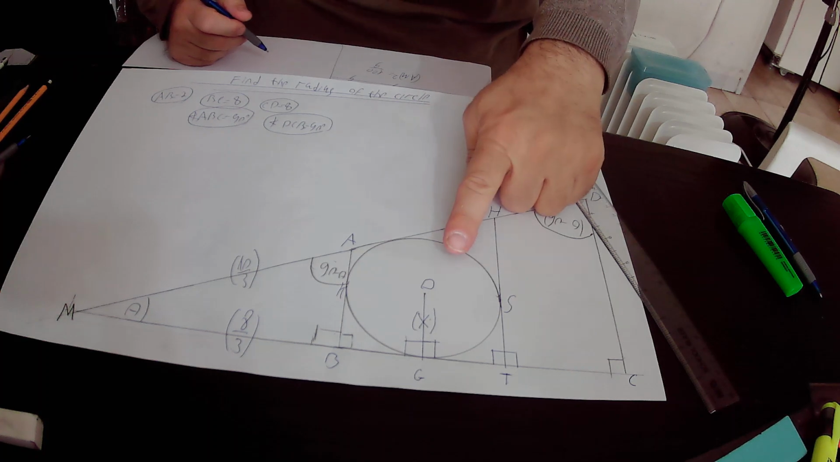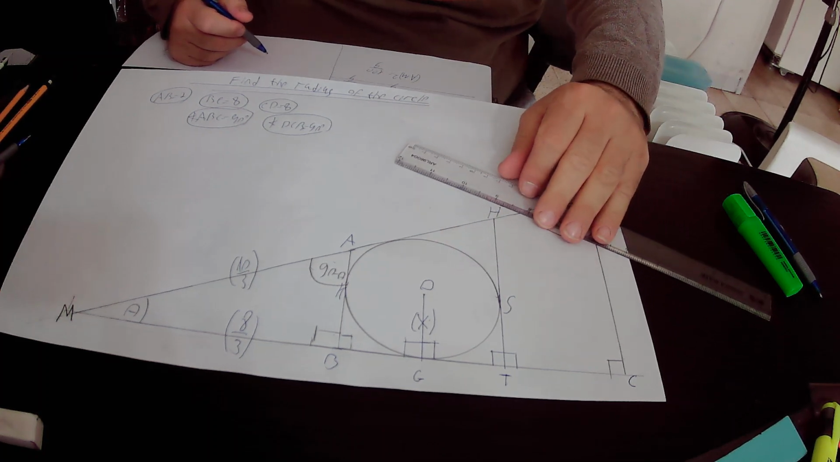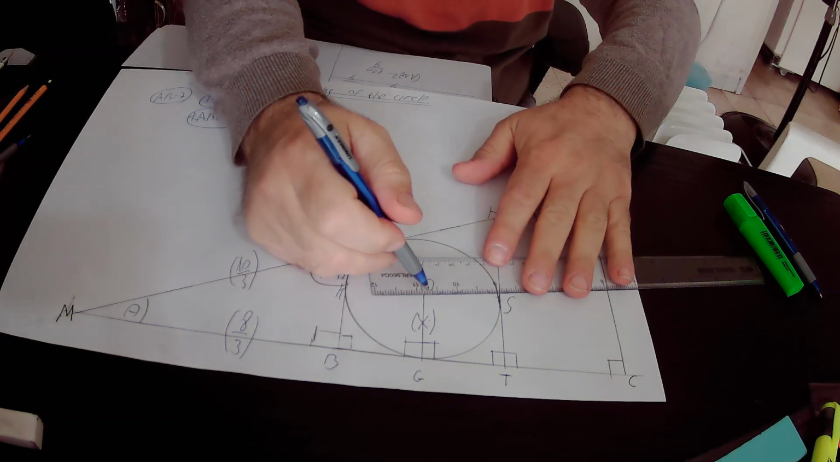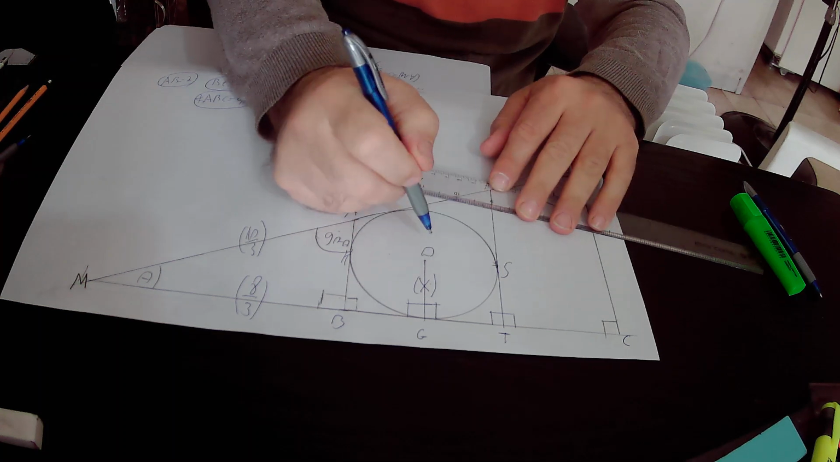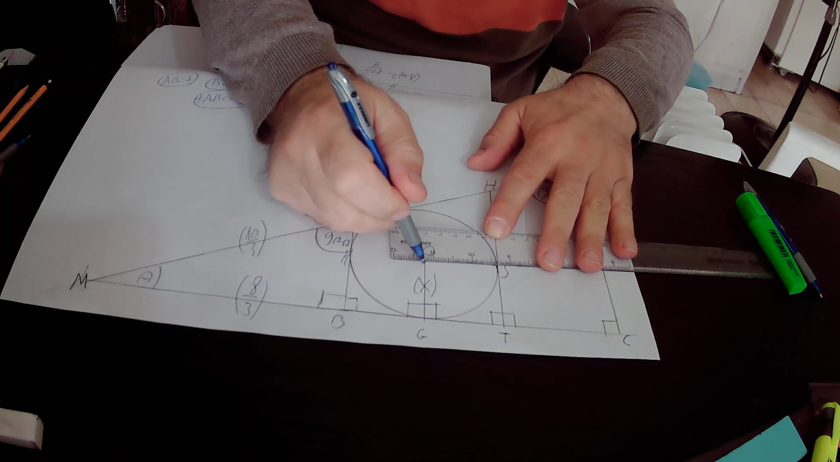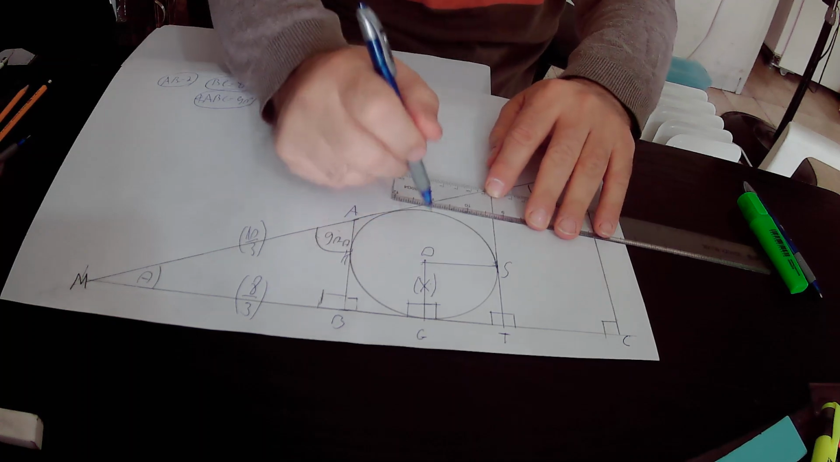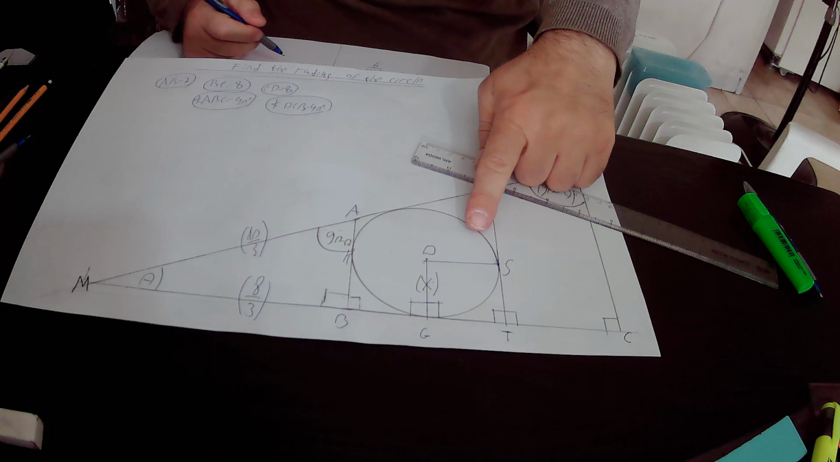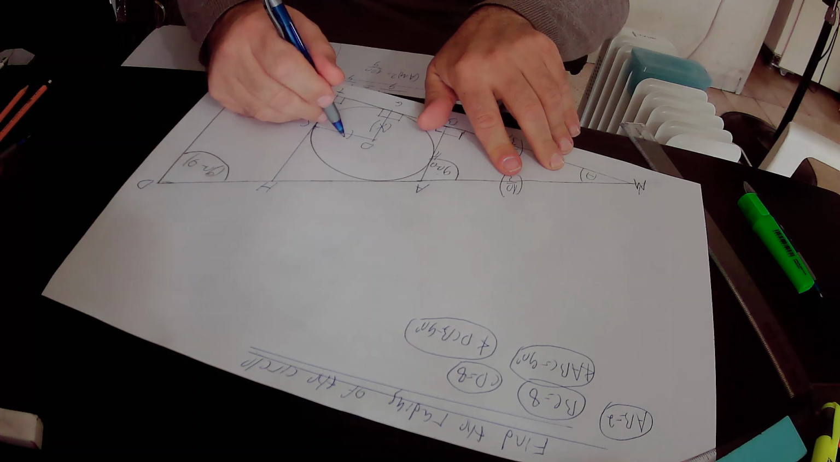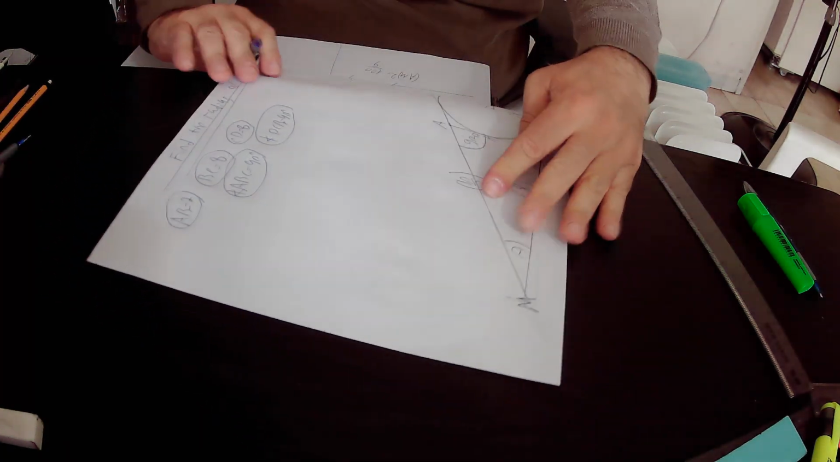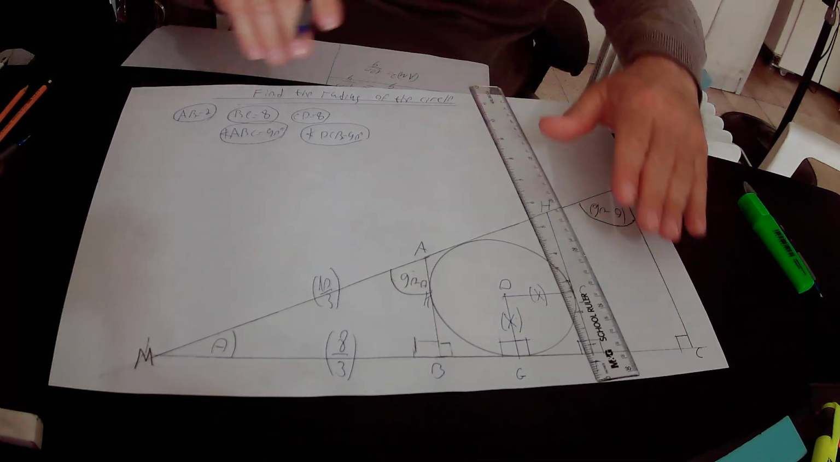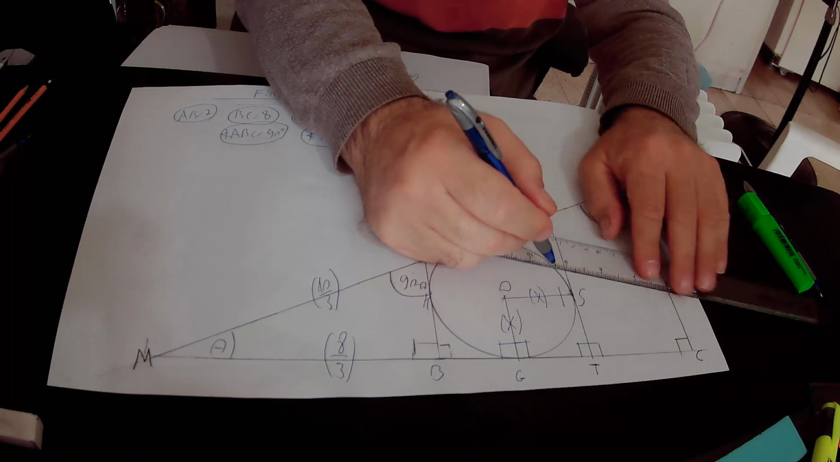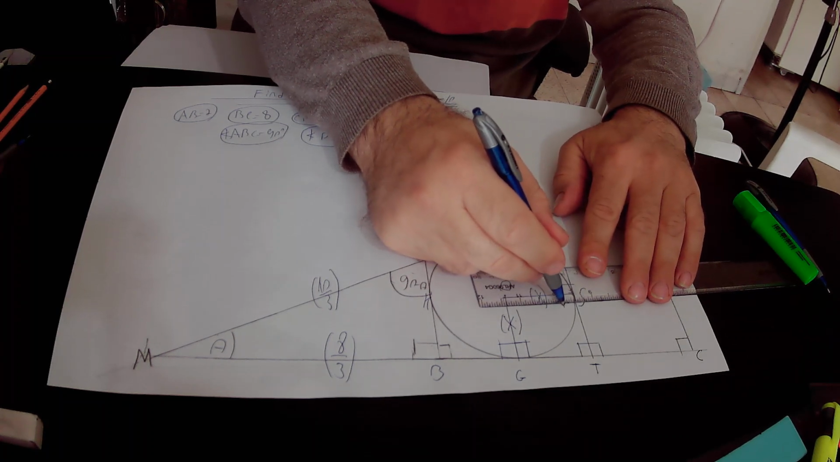Likewise, we join points O and S together by a straight line. OS is the radius of this circle that is equal to x according to our definition. Again, we have the radius OS drawn to point S, therefore according to rule number 1, this angle equals 90 degrees, and this angle also equals 90 degrees.